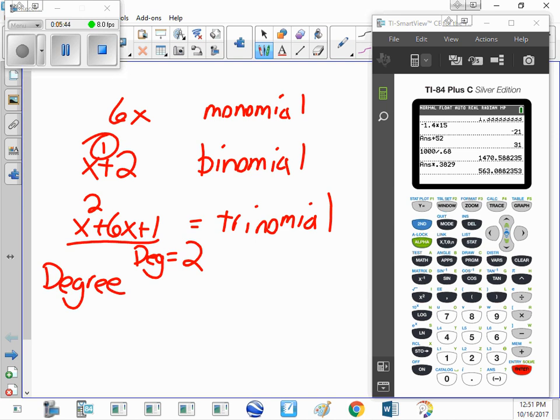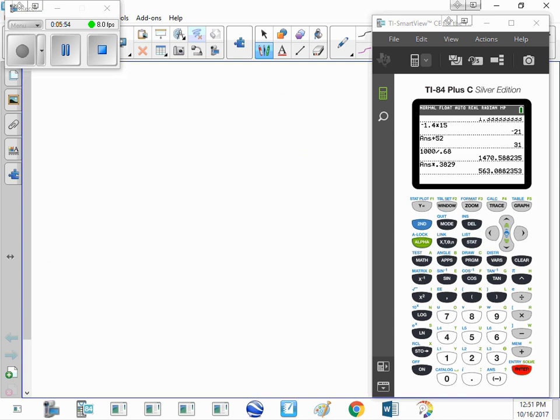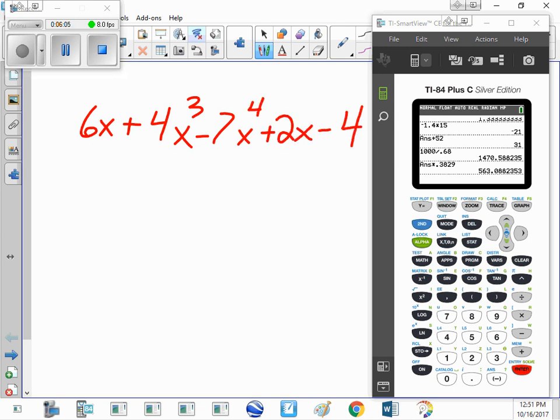And when we organize polynomials, we always start with the largest exponents and then we go down from there, and we call that descending order. So if I had 6x plus 4x to the third minus 7x to the fourth plus 2x minus 4, let's rearrange this. Let's find the type and let's state the degree. What do I write first? This one, negative 7x to the fourth, and then plus 4x to the third.